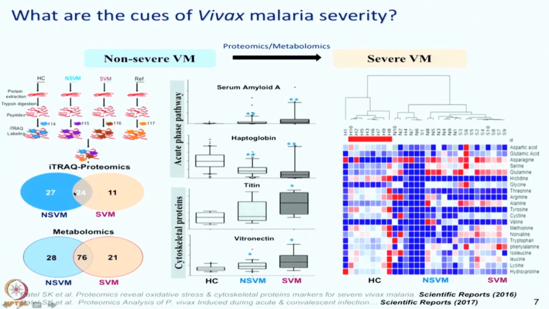which are very unique to the non-severe or the severe vivax patients. Looking at the proteomics approach, and even after metabolomics, we found that there are some very unique metabolites which are secreted here. Some of the proteins from the acute phase pathway and the cytoskeletal proteins are shown on the screen here. A protein like serum amyloid A shows a rise in the change in abundance from the healthy individuals to the non-severe to the severe patients.